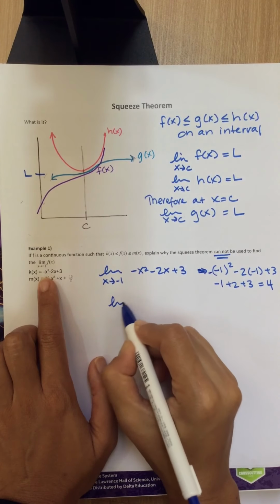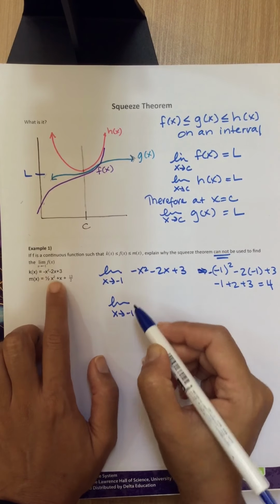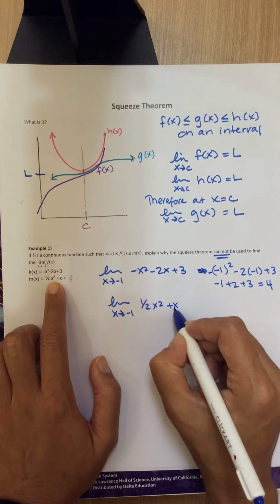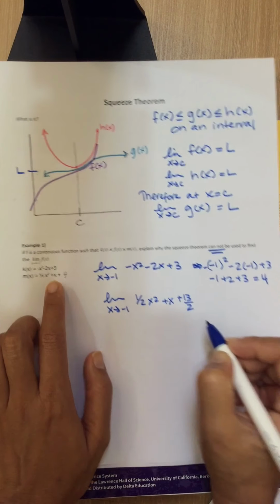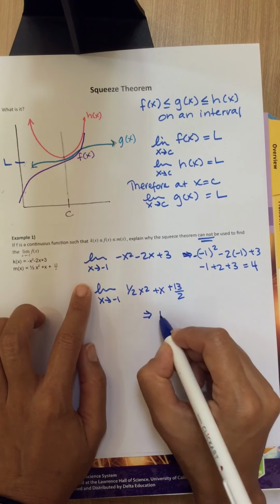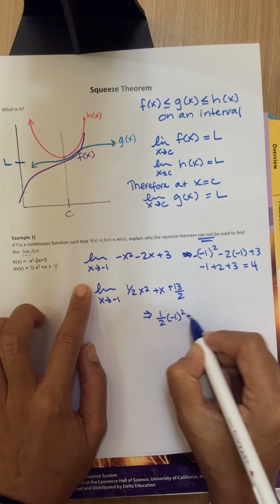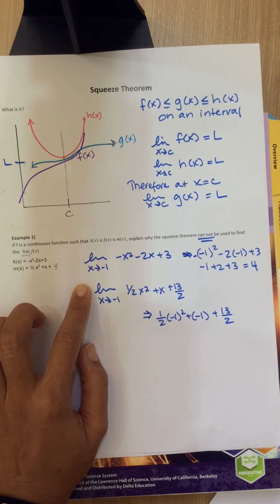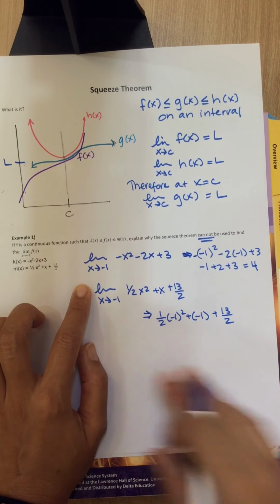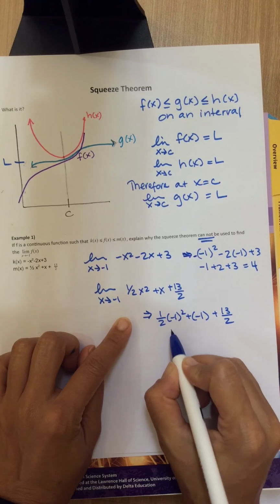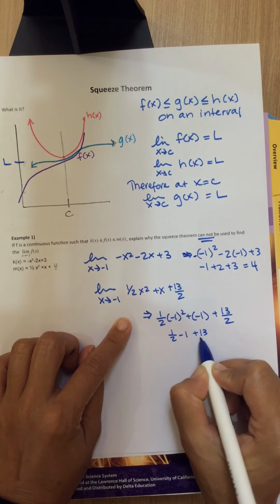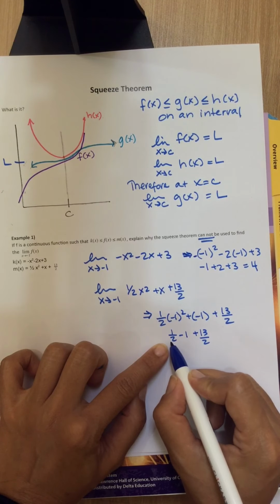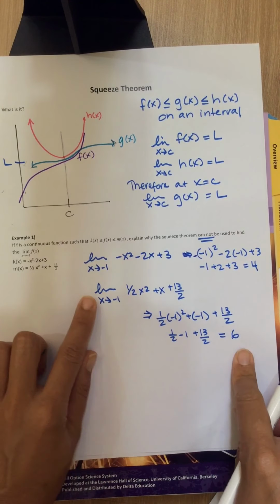Now let's do the limit as x approaches -1 of m of x, and I'm just going to write this out here, 1/2 x squared plus x plus 13 over 2. Now let's plug in -1, 1/2 times -1 squared plus -1 plus 13 over 2. Now I just get to do some number crunching. This becomes 1/2 minus 1 plus 13 over 2. 13 over 2 plus another half, that's 14 over 2. That's 7. 7 minus 1 is 6. So the value of this function is 6.